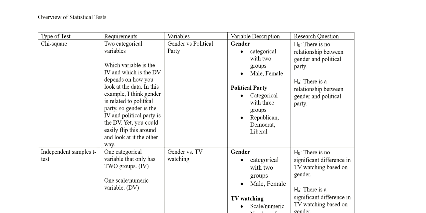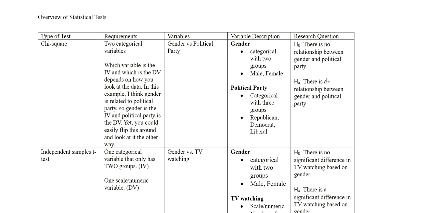For this example, I think gender is related to political party. So gender is the IV, the independent variable, and political party is the DV, the dependent variable. Yet you could easily flip this around and look at it the other way. So the variables here are gender and political party. Gender is a categorical variable with two groups, male and female. And political party is a categorical variable with three groups, Republican, Democrat, and Liberal.